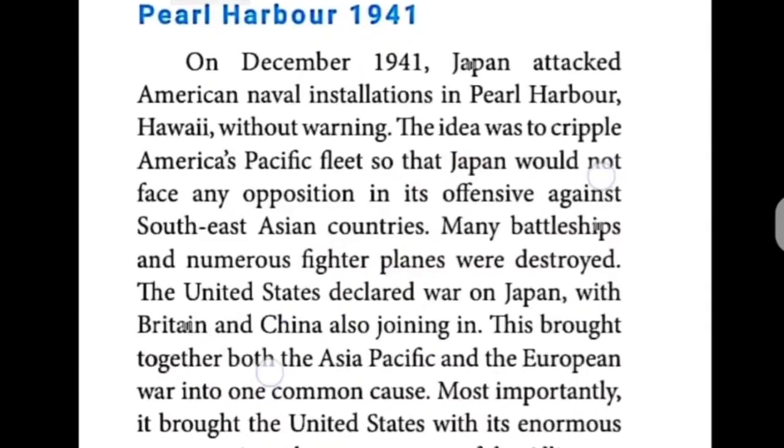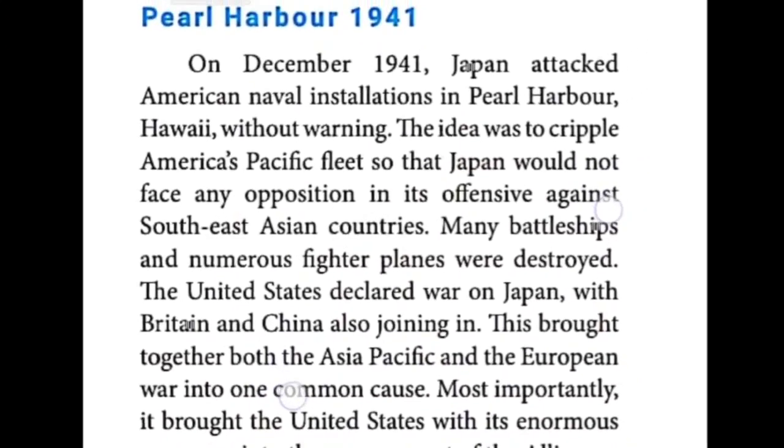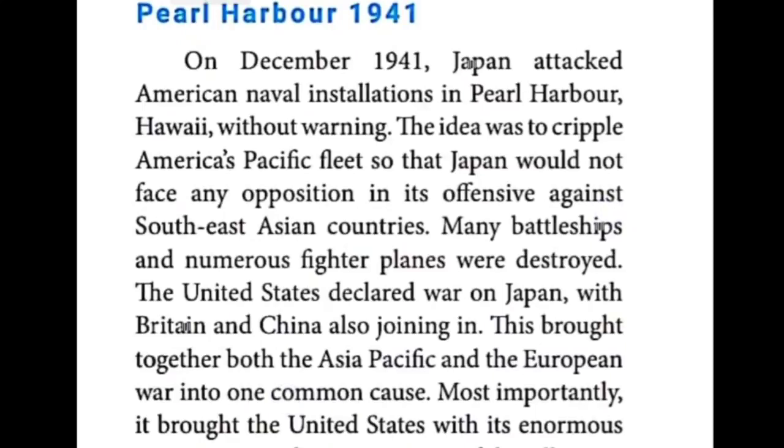Yes, Japan attacked Pearl Harbor. You saw that in the Pearl Harbor film also, I think. In December 1941, without any prior information, Japan attacked the American fleet.